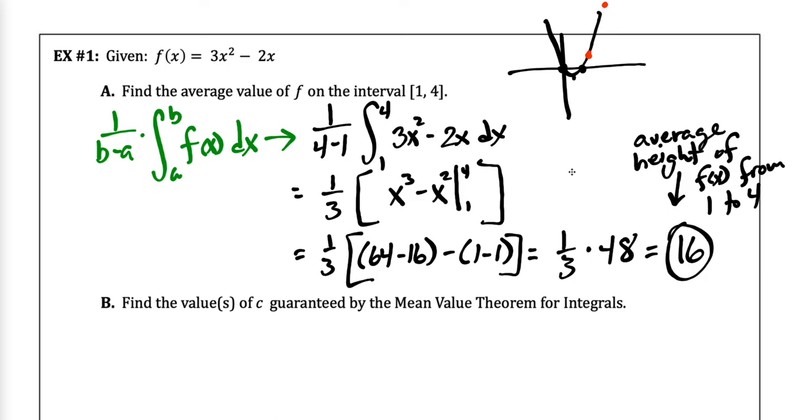B, find the value of C guaranteed by the mean value theorem for integrals. This makes it sound so much worse. That just means the formula we just used to find the average height.